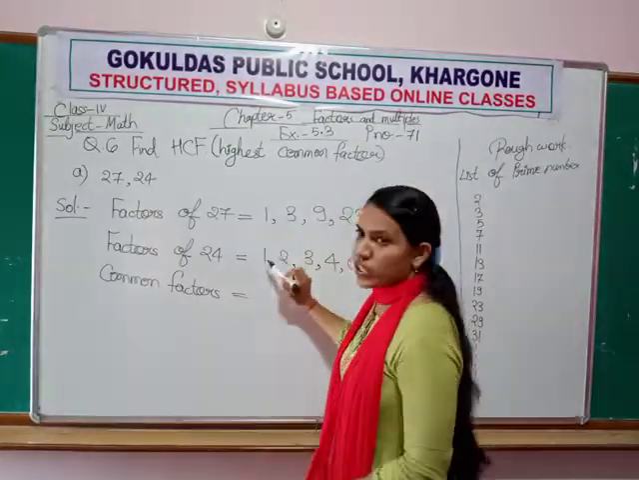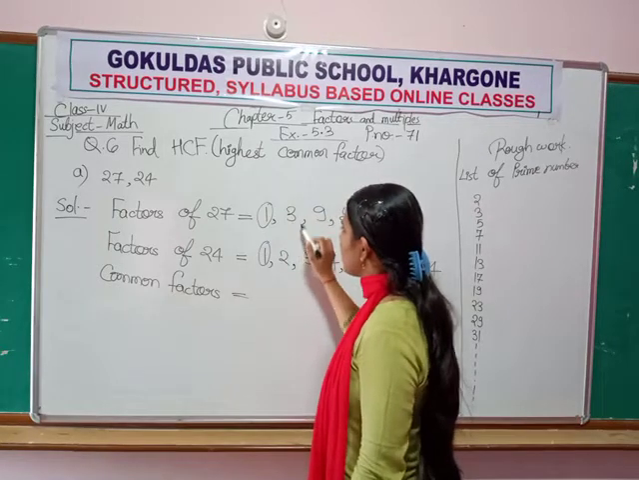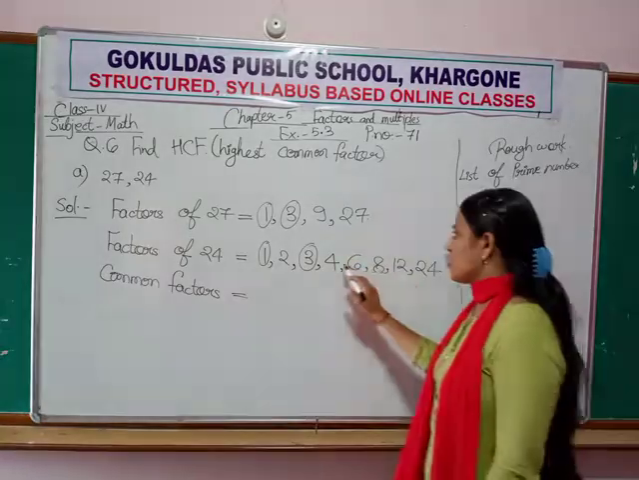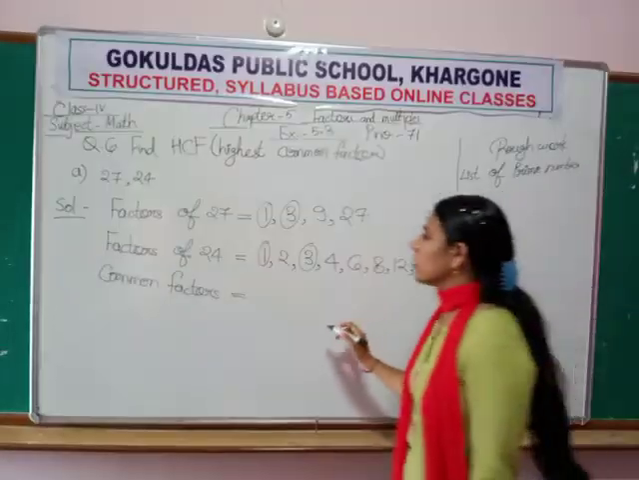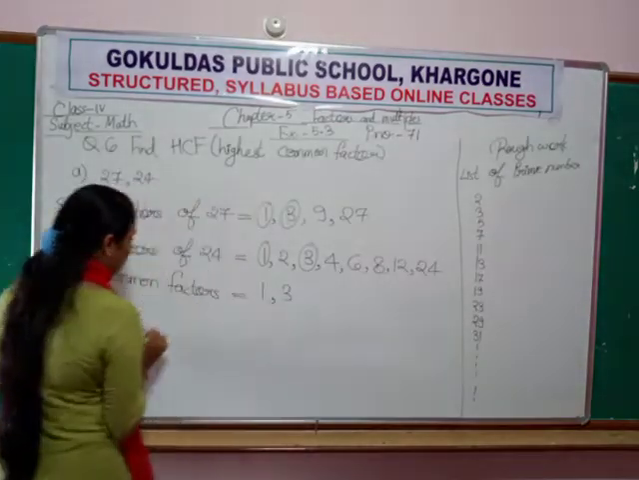1 is a factor of both the numbers, so circle it. 3 is a factor of both the numbers, so circle it. And there is no other common number. Okay, so the common factors are 1 and 3.